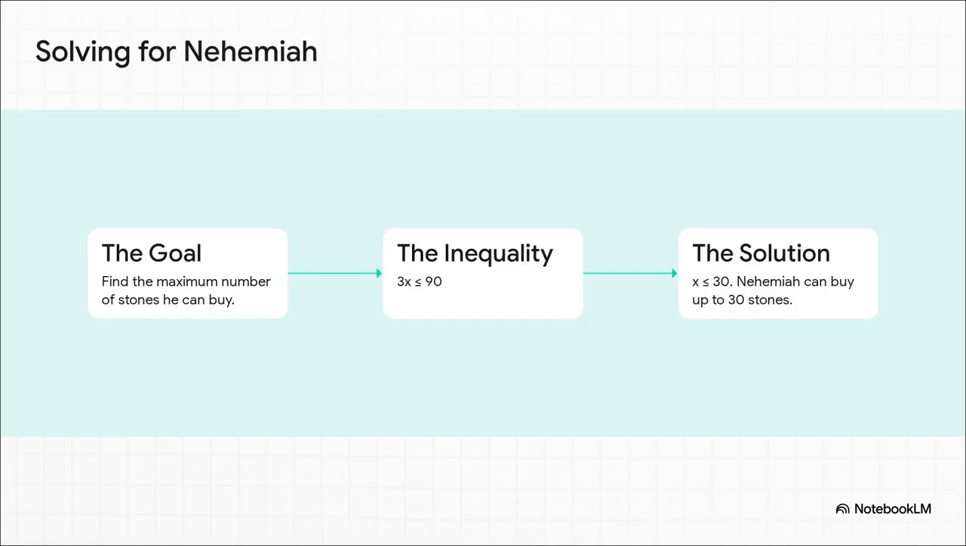So here's the breakdown. Step 1. Figure out the goal. The problem says he has no more than 90 coins. See, those keywords are the clue. We're not looking for one exact number, we're looking for a maximum. And that tells us, boom, it's an inequality. So you set it up. Each stone is 3 coins. So 3 times x, the number of stones, has to be less than or equal to 90. You do the math, and there's your answer. Nehemiah can buy up to 30 stones.